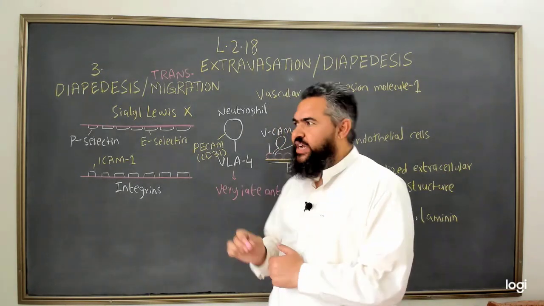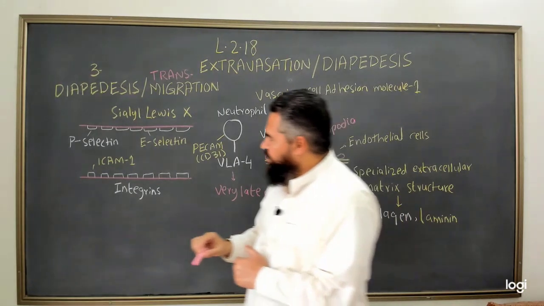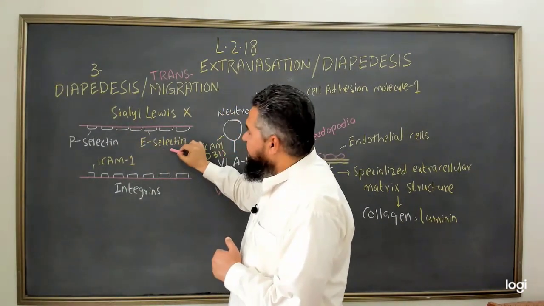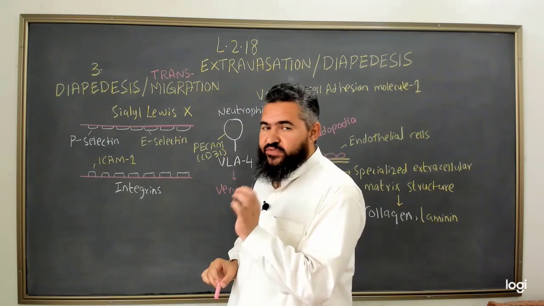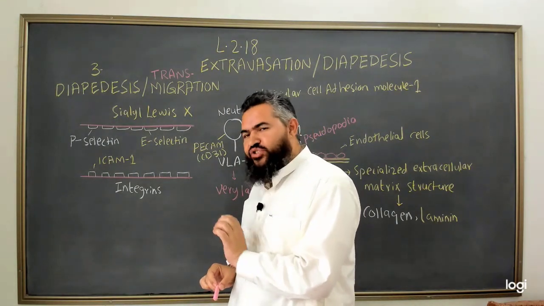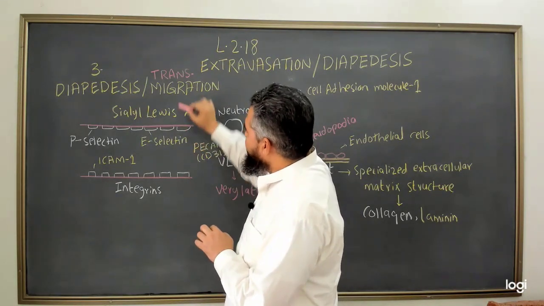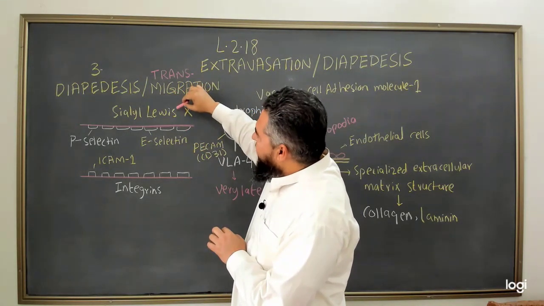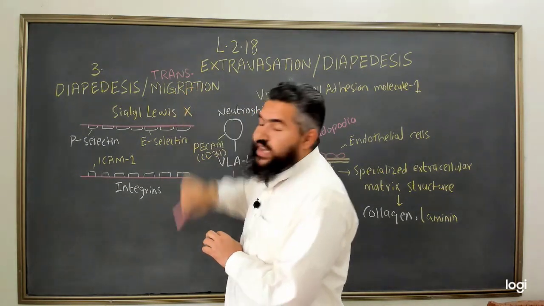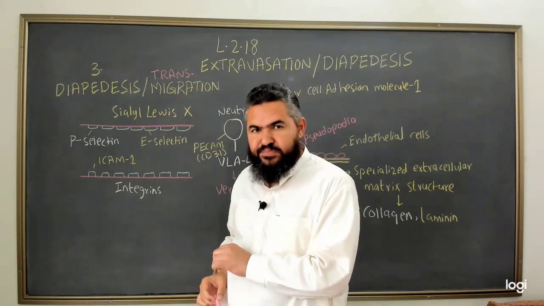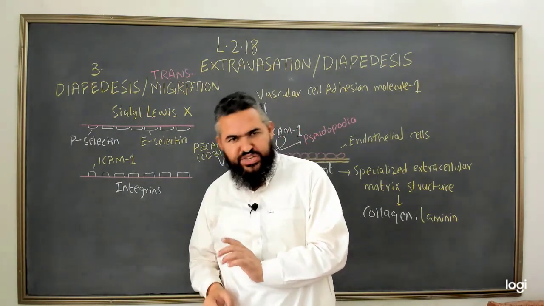I've told you that rolling adhesion is actually achieved by the interaction between the P-selectin and the E-selectin on the activated endothelial cells with the glycoproteins present on the neutrophils. These glycoproteins utilize their carbohydrate part like the Lewis X to interact with these adhesion molecules like the P-selectin and E-selectin present on the activated endothelial cells.